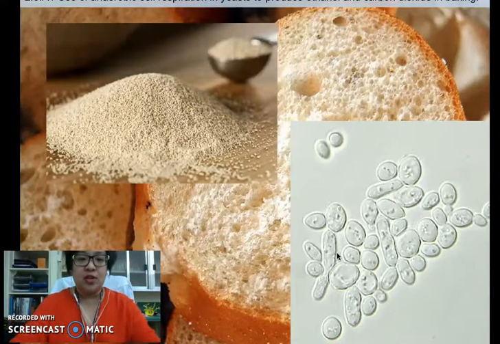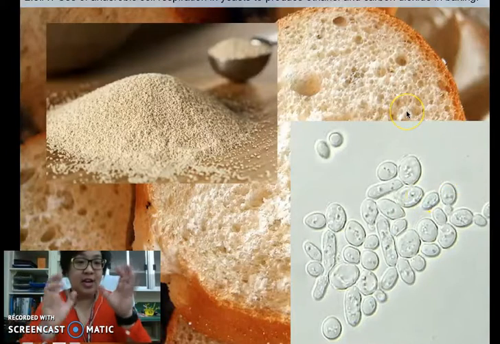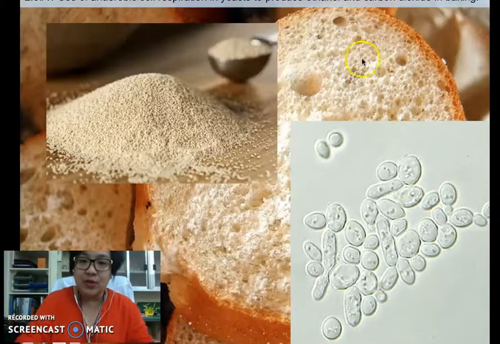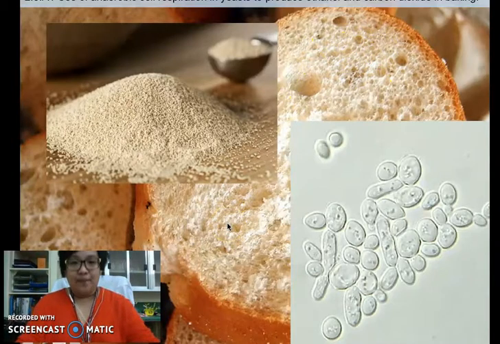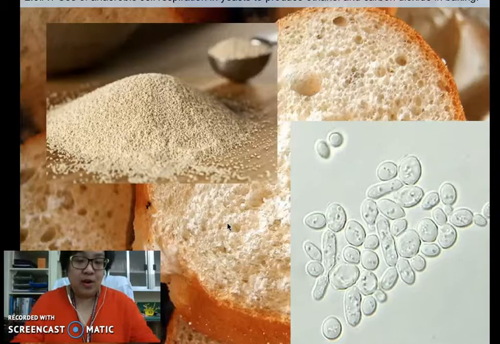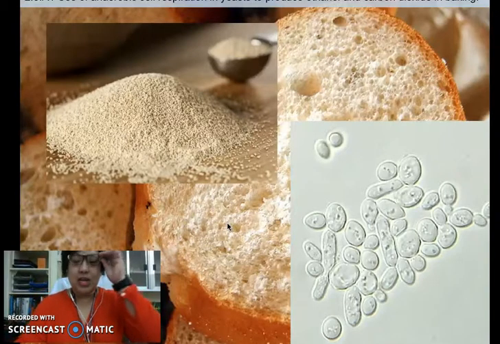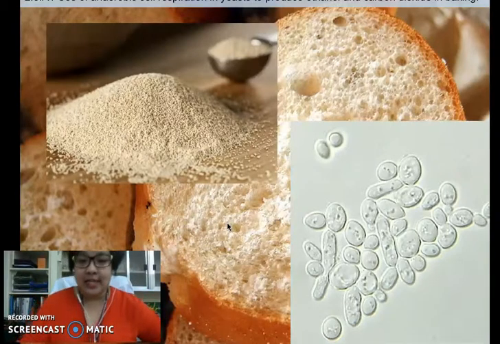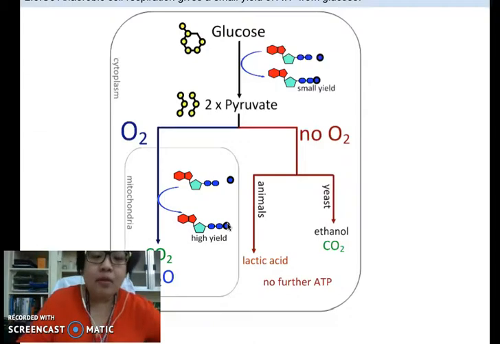So the end result is you're going to get bread that is fluffy, that's aerated. There's CO2 gas. So as you can see here in the picture, there's holes in the bread. Okay, so CO2 might be a waste product of your yeast, but we're making use of it, at least in bread making. Another waste product of anaerobic cell respiration in yeast is ethanol.